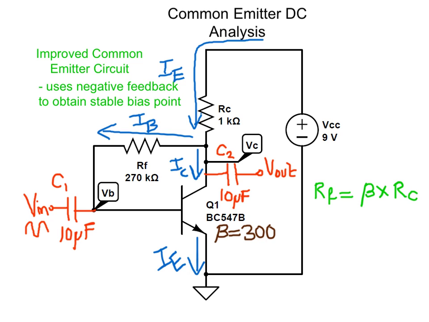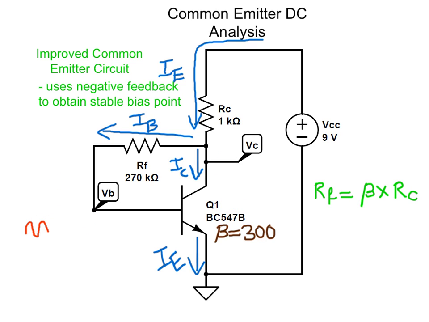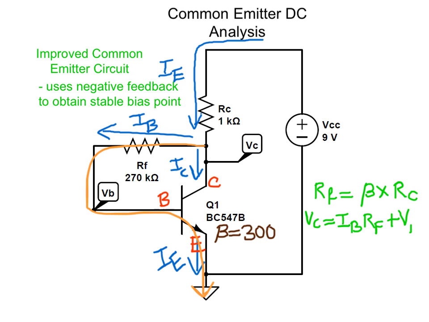Let me get rid of some of the clutter so I can explain things more clearly. Let's label the terminals of the BJT: base, collector, and emitter. Now, if we apply KVL across this network, we can write VC, or the collector voltage, equals IB times RF plus the voltage across the base emitter junction.